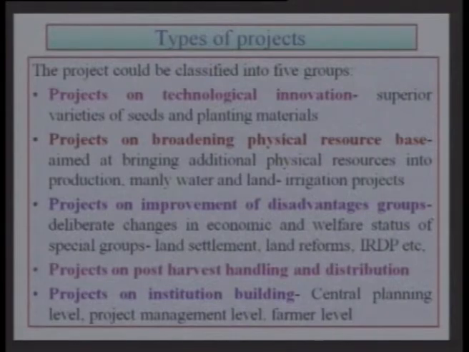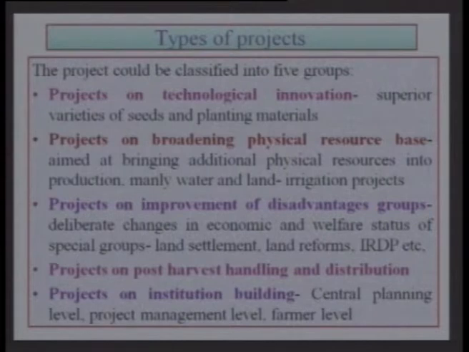The second is projects on broadening the physical resource base. Certain projects broaden the physical resource base which is available in the country. For example, water is made available through projects like construction of dams and canals. Similarly, we have programs which improve the land resources, like watershed or salinity related programs. Such projects increase the resource base available in the country, which can be utilized by the farmers to produce higher and higher returns.